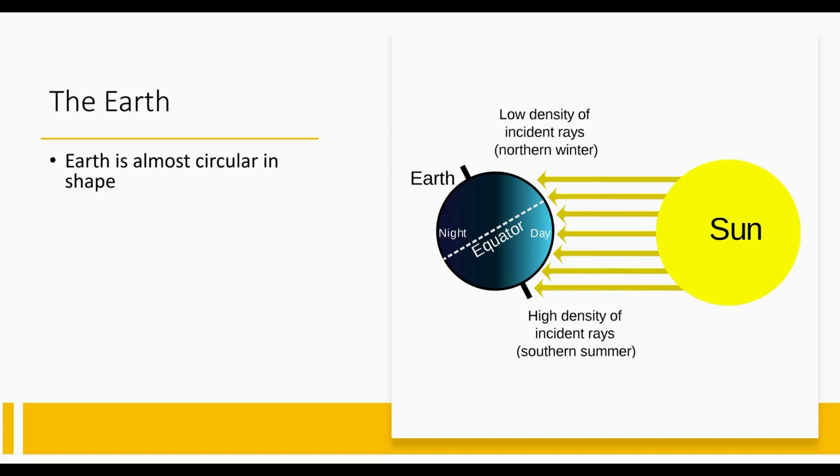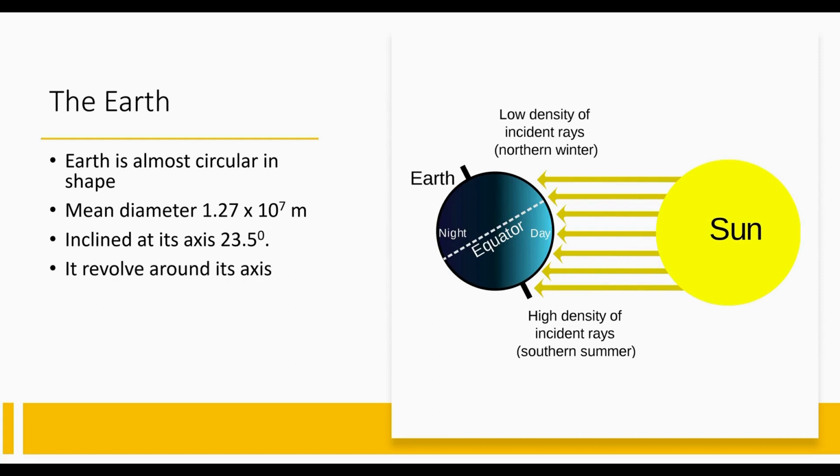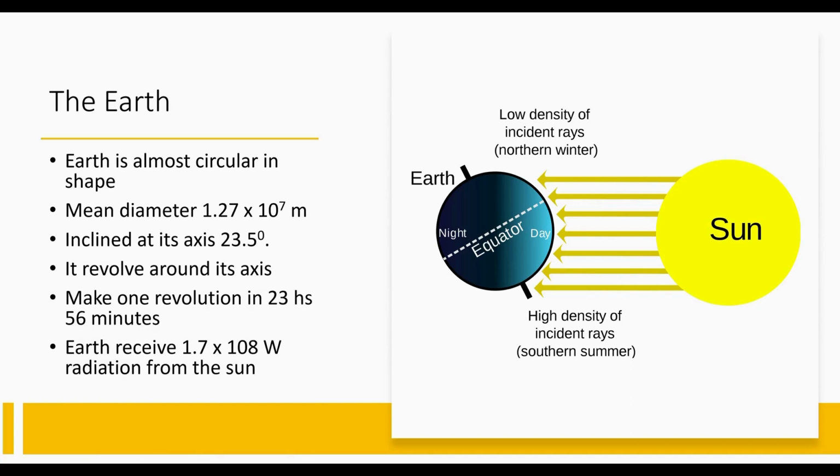The earth has an almost circular shape with a diameter of 1.27 × 10^7 meter and revolves once in a year in an elliptical path around the sun. It is inclined at an angle of 23.5 degree and rotates about its own axis. It takes approximately 23 hours and 56 minutes to complete one rotation. The planet receives radiation from the sun that amounts to about 1.7 × 10^8.